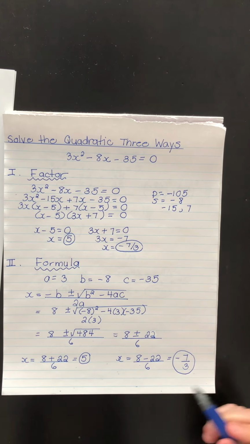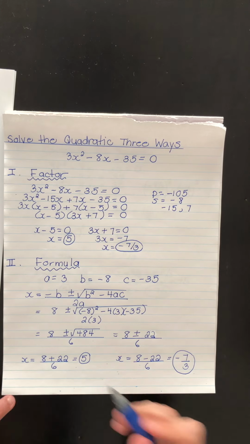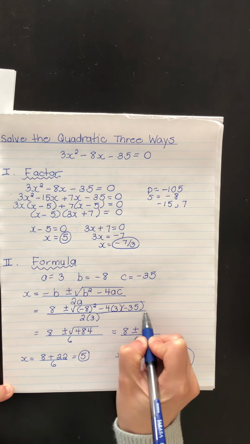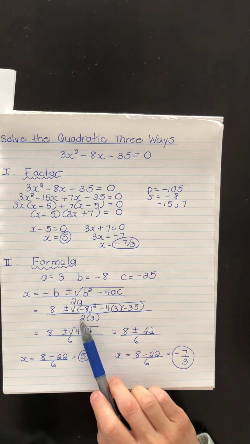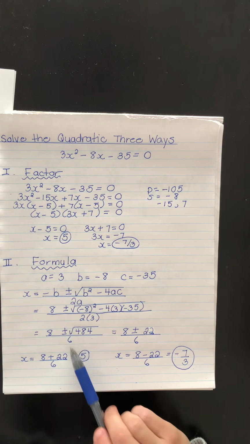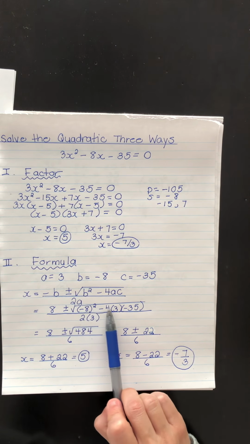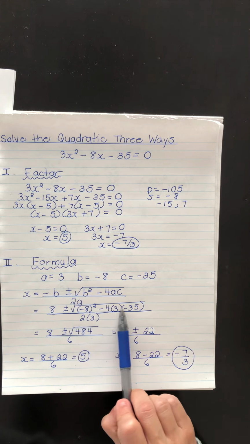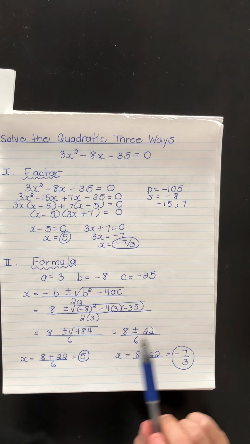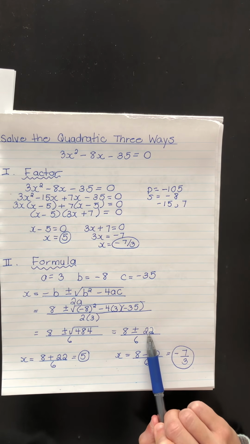Looks like I'm missing a division line here. Let me try to sneak that in. Okay, and in the denominator, 2 times a. So the denominator is 6. And if you put this into your calculator, you should be able to do it all in one step. You'll get 484. Now the square root of 484 is 22.